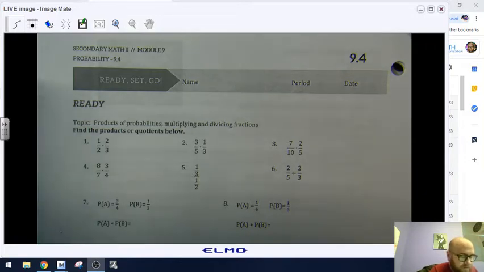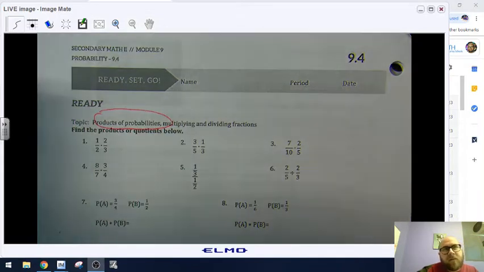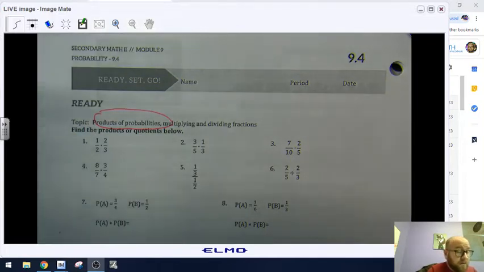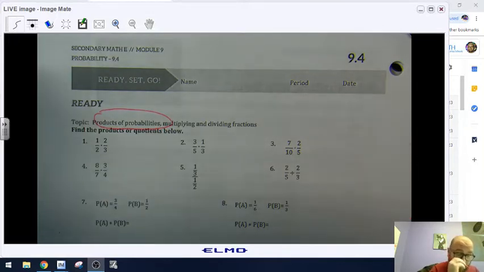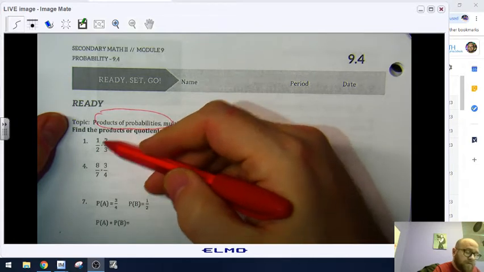Let's go ahead and begin with this ready section. The first thing that we're doing is products of probabilities. The thing about products of probabilities is it's just combining two of the things I love the most in the world, chance and fractions. So we're just going to be multiplying these fractions together to get the probabilities. So for example, when we look at number one here, a half of 2/3.